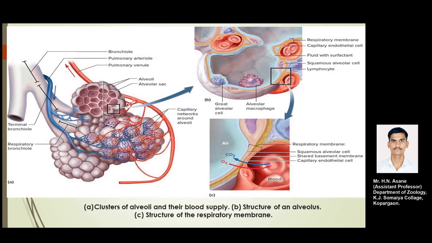Okay, so we will see the bronchioles at the upper part of this picture, the bronchioles and the pulmonary arteriole and pulmonary venule. The pulmonary arteriole is shaded with the blue color and the pulmonary venule is shaded with the red color. These bronchioles further divide into the terminal bronchioles just below that, and the terminal bronchioles are divided into these respiratory bronchioles.